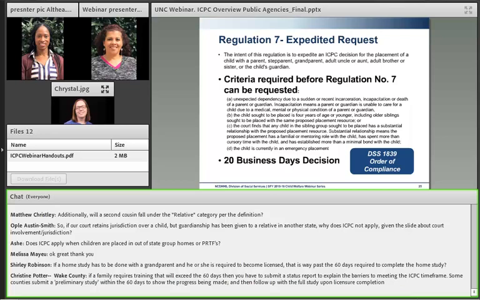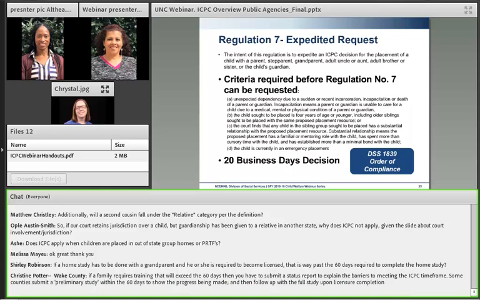So, criteria for Regulation 7: unexpected dependency due to a sudden or recent incarceration, incapacitation or death of a parent or guardian; there's a child that's 4 or younger; there's a sibling group with a substantial relationship to the proposed placement resource; or the child or children is an emergency placement. So you can expect the decision to be turned around in about 20 business days. If that time frame will be exceeded, the receiving state is pretty good about sending a status report to let us know why it's going to require a little bit more time.